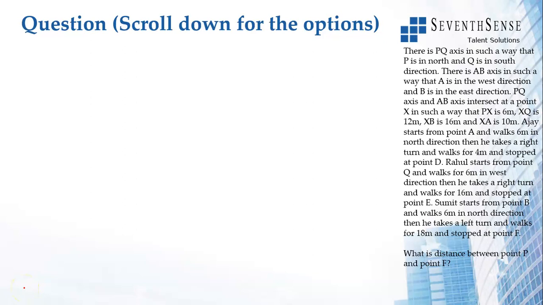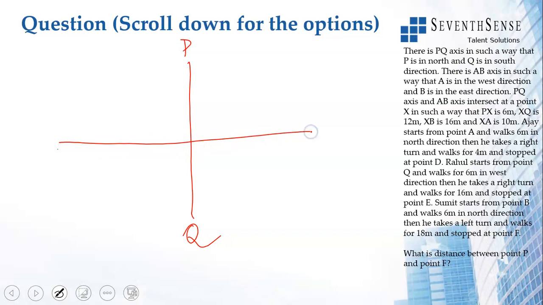So we have PQ is drawn in such a way that P is in the north. So this is PQ. P is in the north and Q is in the south. AB is such that A is in the west and B is in the east. PQ axis and AB axis intersect at a point X.